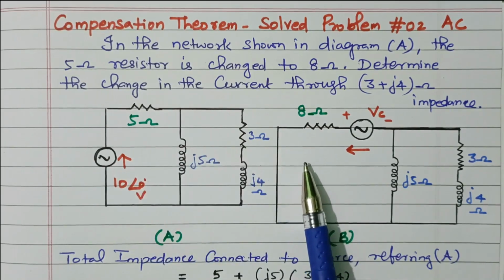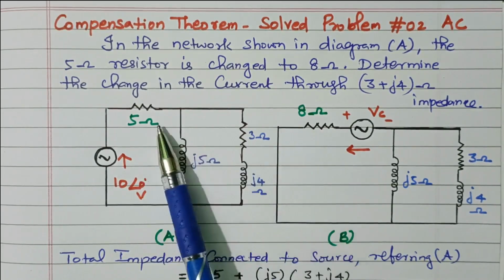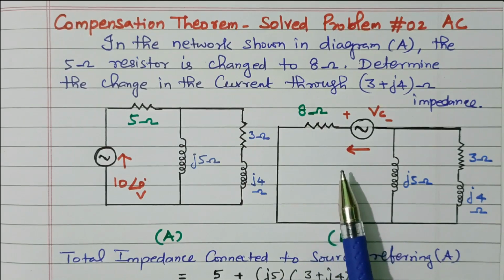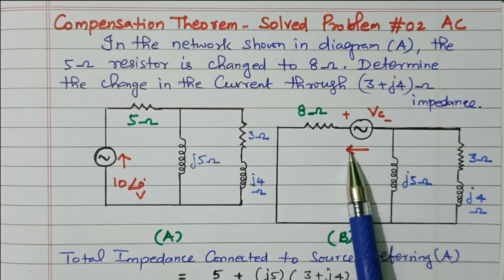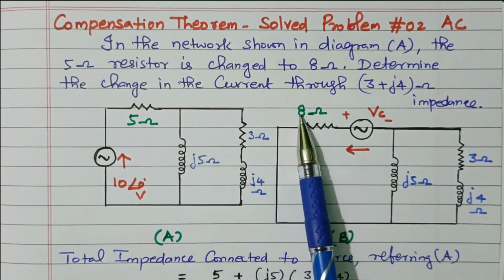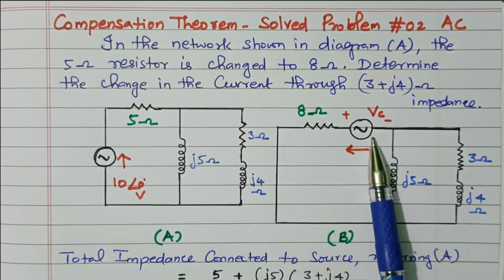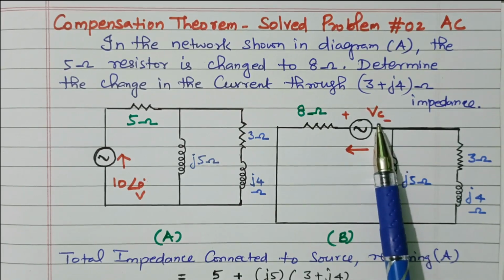In the compensation theorem, if there is any change in the resistor value, what will happen? An opposing voltage or current will be produced. That can be identified by the compensation voltage Vc. This Vc will give the opposing voltage or current. See the current direction, it is opposing, right? So while changing the resistor value, we need to identify the opposing voltage given, which is given by the compensation voltage. Then how to find this compensation voltage?